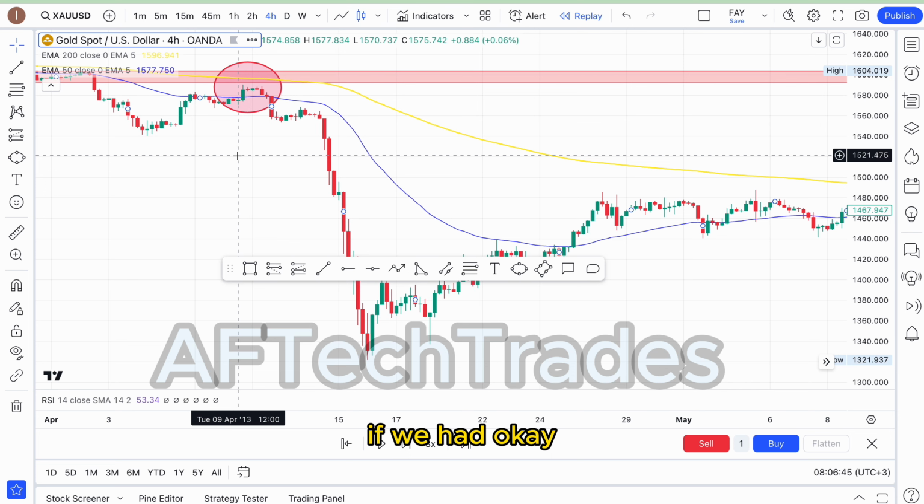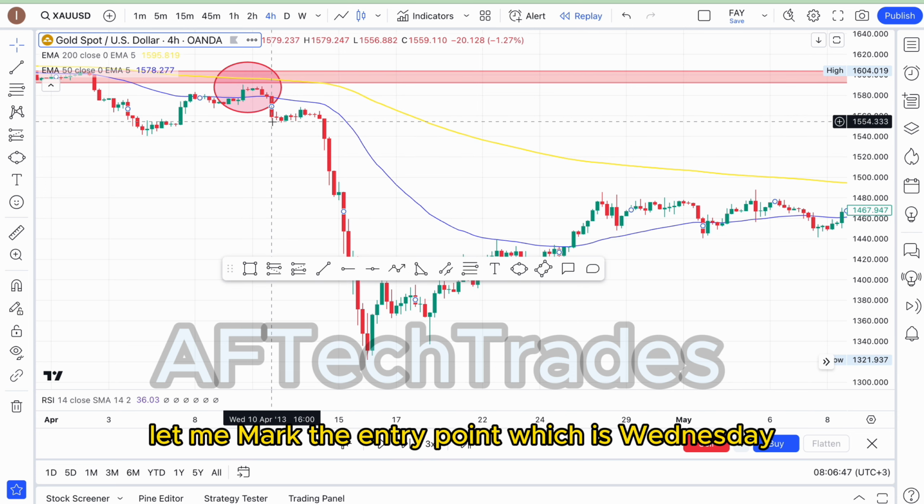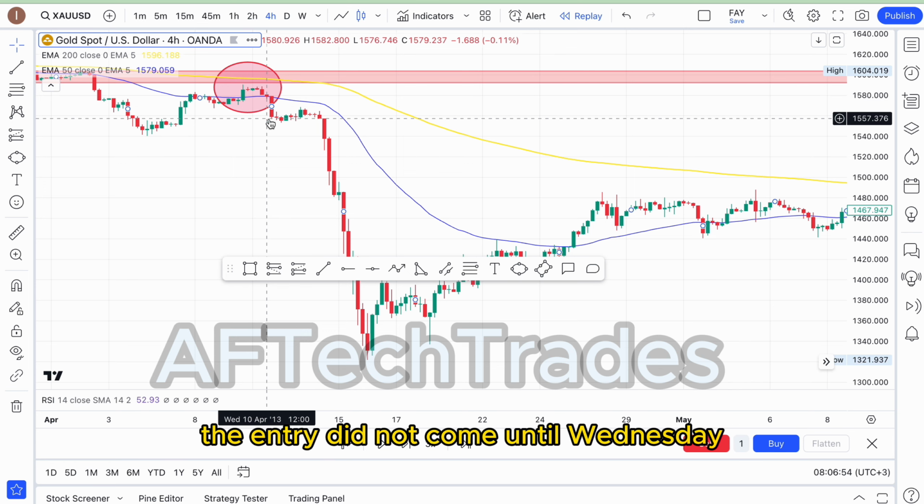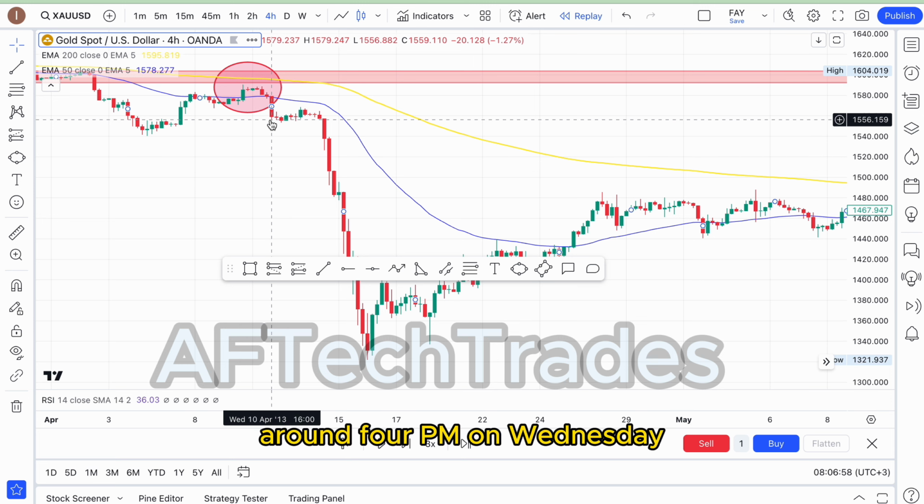Okay, this is where you place your entry, and the zone before this is a supply zone. Let me mark the entry point, which is Wednesday. You see, we spot the opportunity on Tuesday. The entry did not come until Wednesday, around 4 p.m. That's when the entry eventually came.